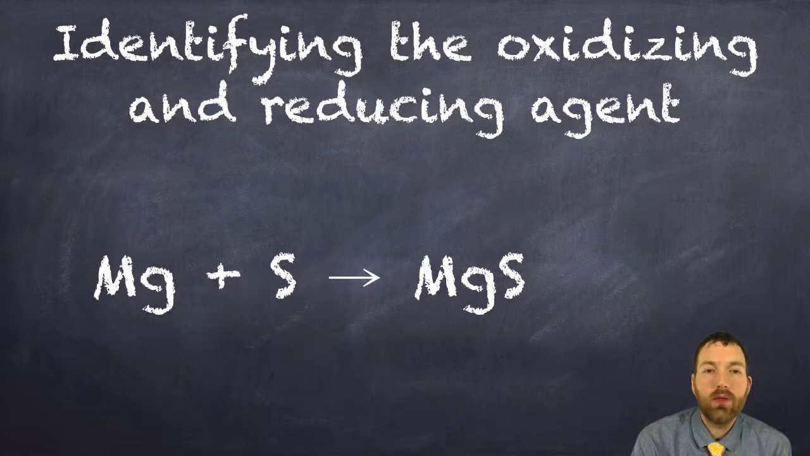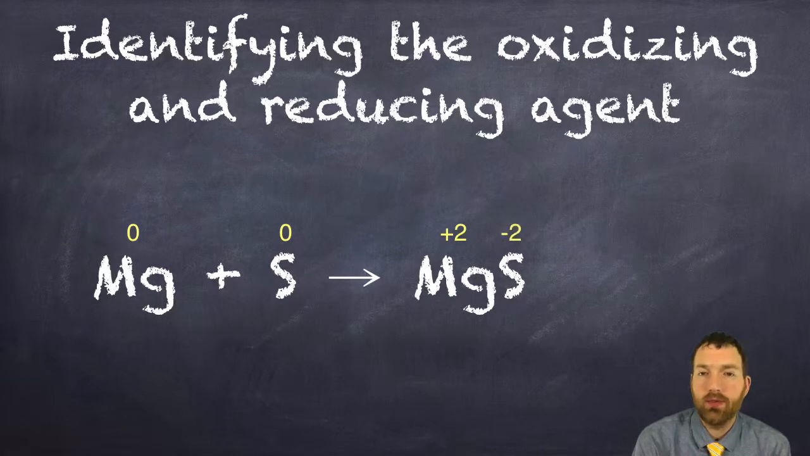So let's go back to our initial example of magnesium plus sulfur makes magnesium sulfide. Let's fill in our oxidation numbers. Magnesium, of course, is 0. Rule number 1, it's uncombined. It's by itself, so it gets a 0. So is sulfur. Next, magnesium is plus 2 because it's in group 2. It can only be plus 2. So that means sulfur must be minus 2 because rule number 5 says their sums need to equal 0.